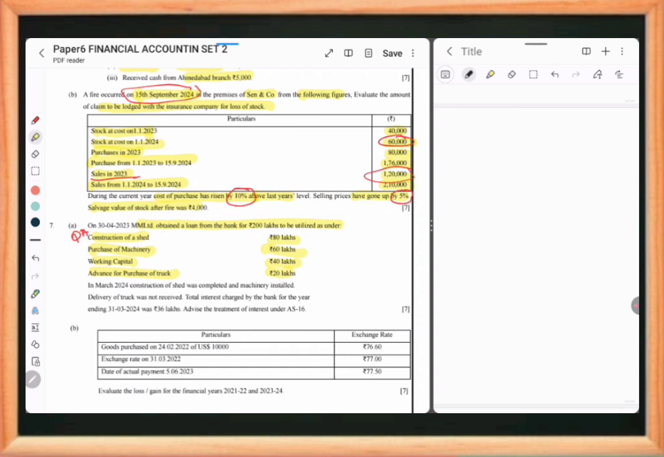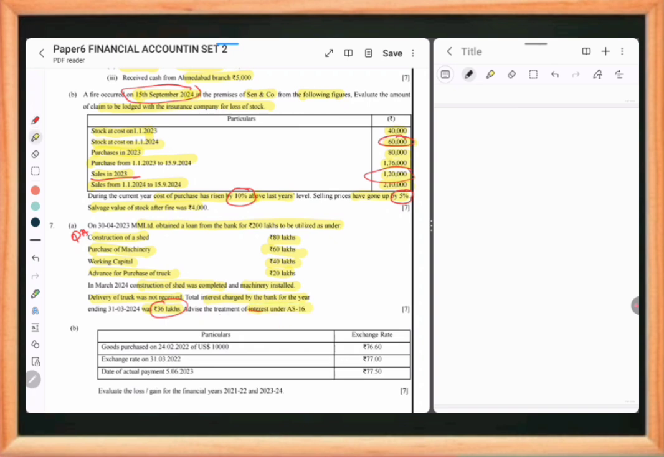So here, revenue nature. In March, the construction of the shed was completed and machinery installed. The delivery of the truck was not received. The total interest charged by the bank is rupees 36 lakhs. So advise the treatment of interest as per accounting standard 16.